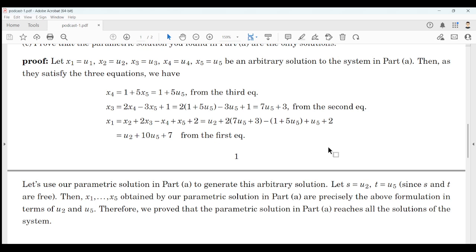Exactly. It shows that our parametric form isn't just one way to write solutions. It describes the entire set of solutions. Any valid solution fits that structure. That really ties it together nicely.